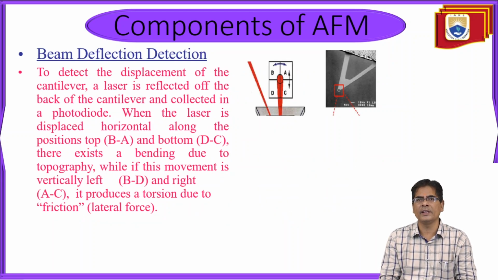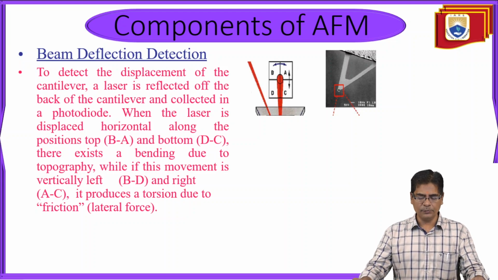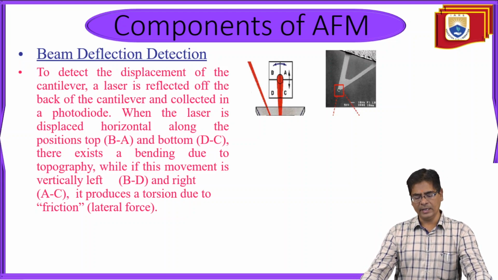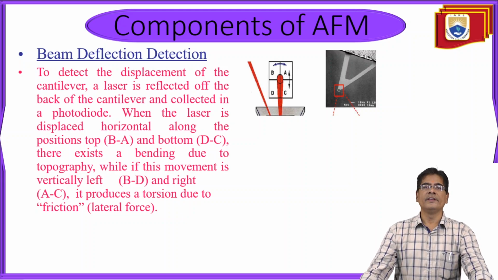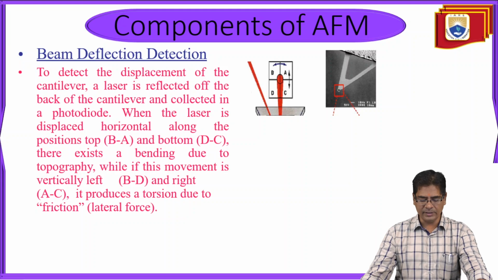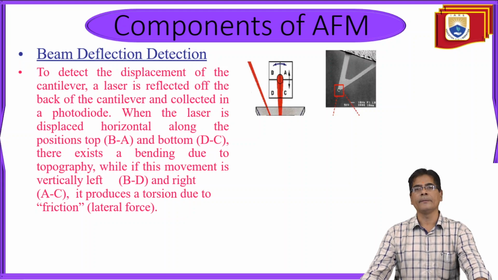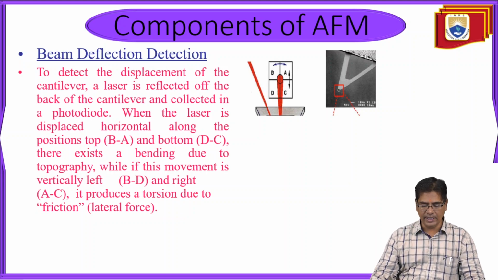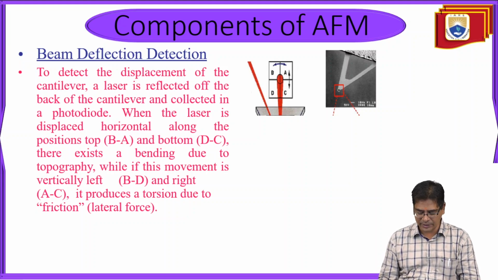And the other is beam deflection. To detect the displacement of the cantilever, a laser is reflected off the back of the cantilever and collected in a photodiode. When the laser is displaced horizontally along the positions top BA and bottom DC, there exists bending due to the topography. While if this movement is vertically, left BD and right AC, it produces a torsion due to friction, which is called the lateral force. So these are some of the components of AFM.